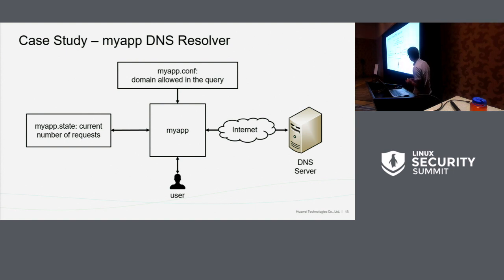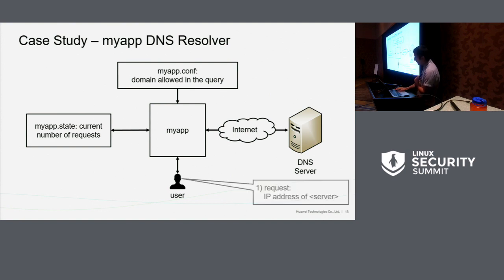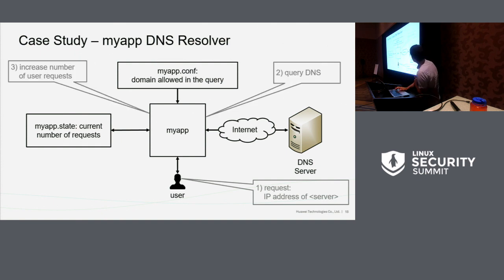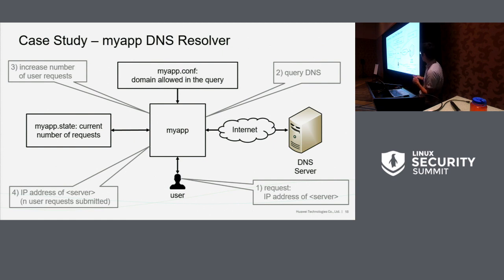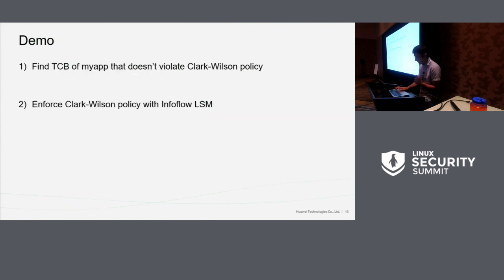So myapp.state is storing the current number of requests made by the user. This is a DNS resolver. First the user asks myapp what is the IP address of a server. Then myapp queries the DNS, increases the number of requests made by the user and writes to myapp.state. And lastly, it returns the IP address of the server to the user. We want to protect the integrity of this application, so we first have to find the TCB of this application. And I will show how we can do it.